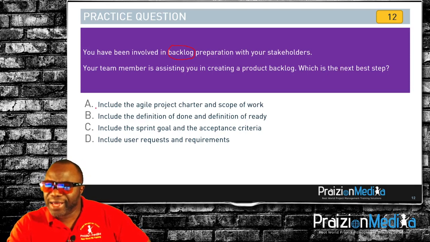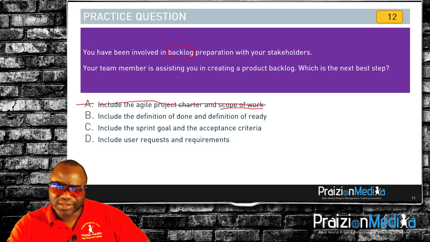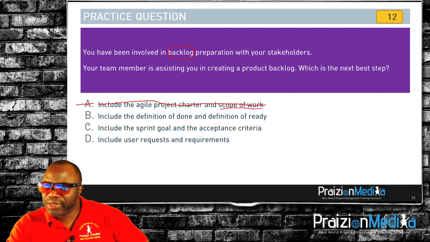So A, include the Agile project charter and scope of work. No, you don't include the Agile project charter and scope of work in your product backlog. And again, the term scope of work is not typically used in Agile. That would be a red herring right there. Next one says, include the definition of done and definition of ready. These are in the team charter, not in the product backlog, not in the backlog.